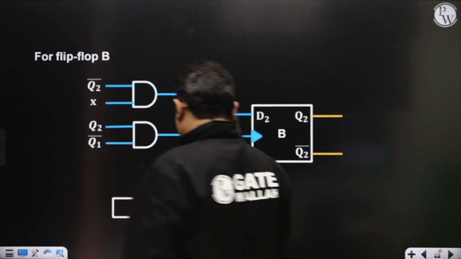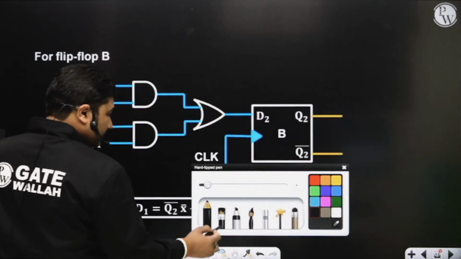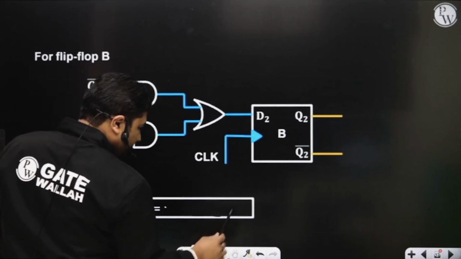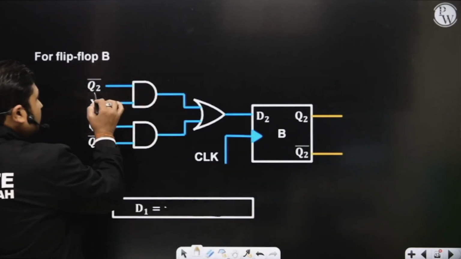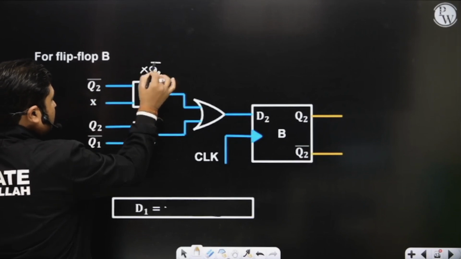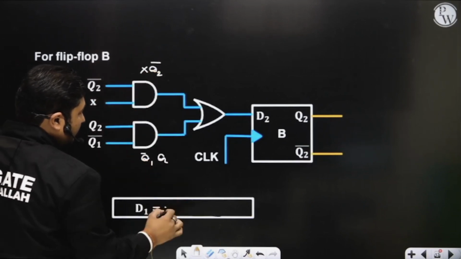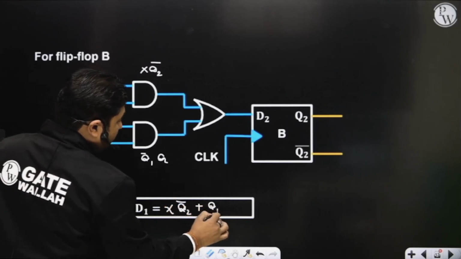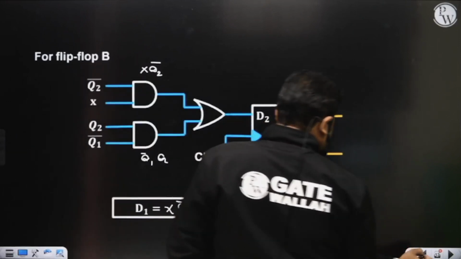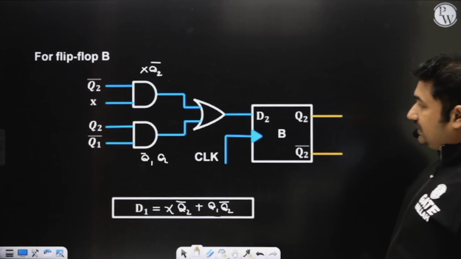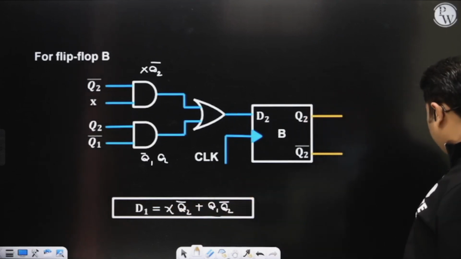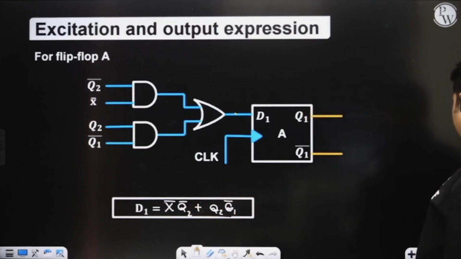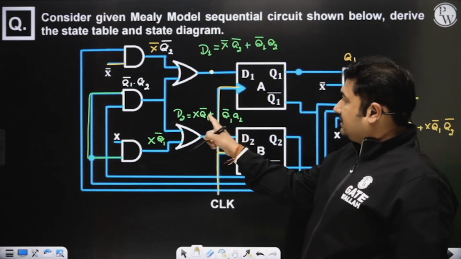Similarly, if you observe flip-flop B, please observe, for flip-flop B this will be x Q2 bar and Q1 complement Q2. So you can write it as x Q2 complement plus Q1 Q2 complement. Can I write in this way? One is x Q2 complement Q1 Q2 complement. Another one is x complement Q2 complement Q2 Q1 complement. Is it okay?